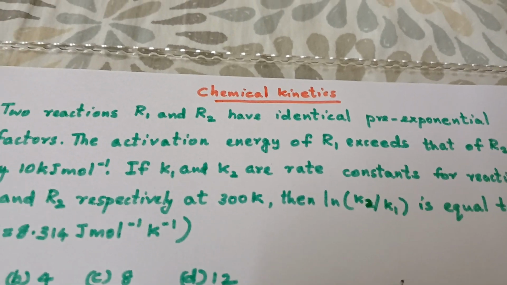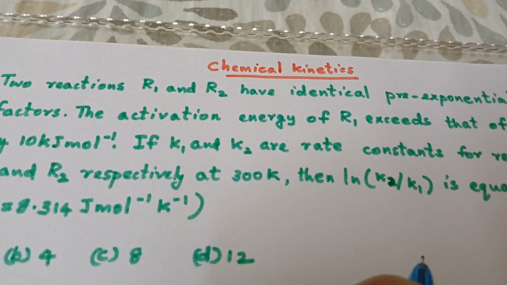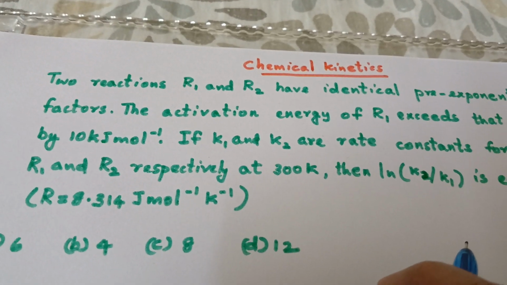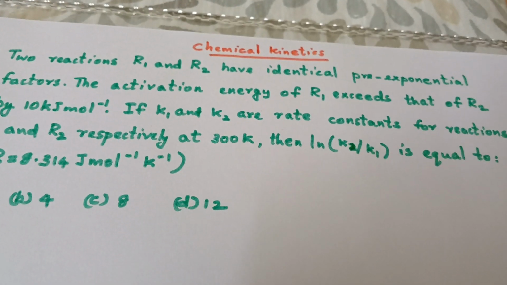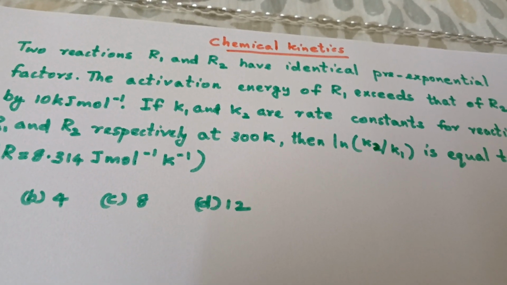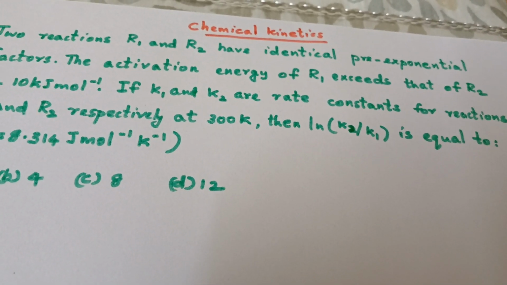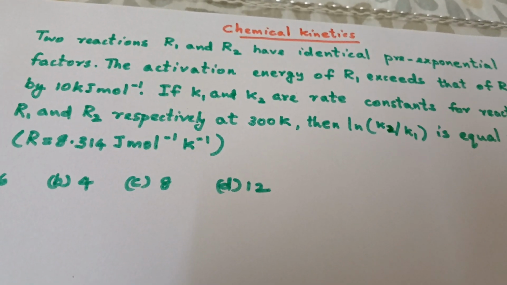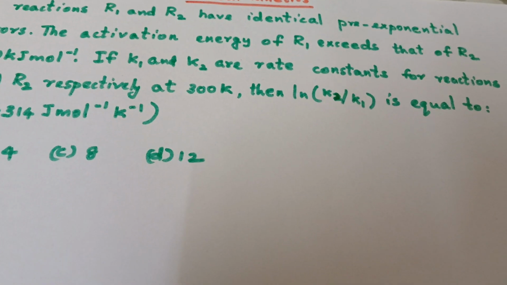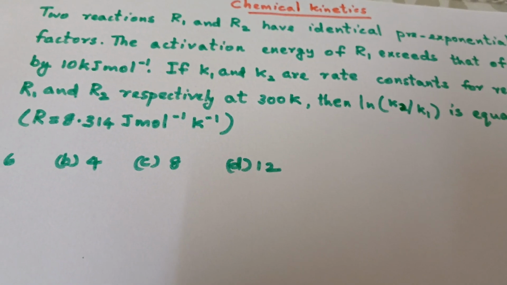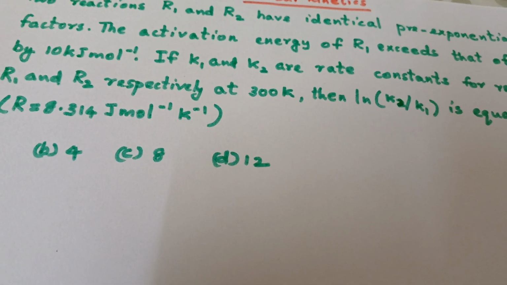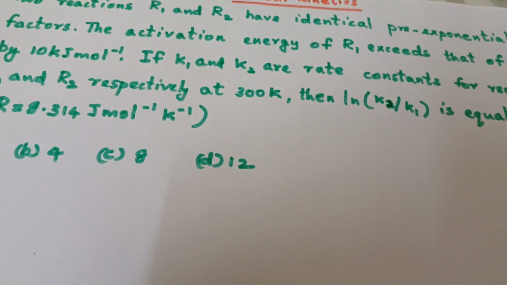An MCQ from the chapter of chemical kinetics. Two reactions R1 and R2 have identical pre-exponential factors. The activation energy of R1 exceeds that of R2 by 10 kJ per mole. If K1 and K2 are rate constants for reactions R1 and R2 respectively at 300 Kelvin, then ln K2 by K1 is equal to. Universal gas constant R is equal to 8.314 joule per mole per Kelvin.